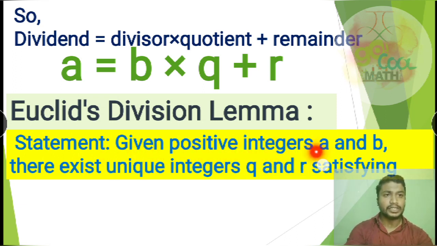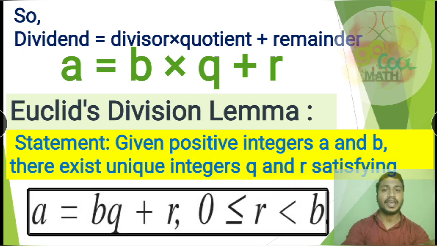given positive integers a and b, there exist unique integers q and r satisfying a is equal to bq plus r, 0 less than or equal to r less than b. So this is the statement of Euclid division lemma.